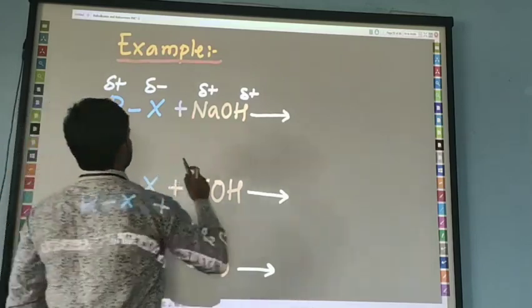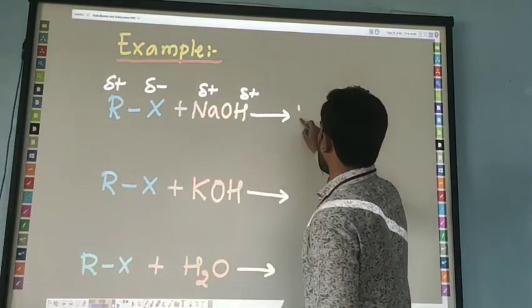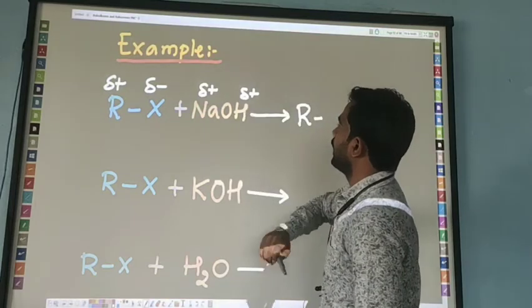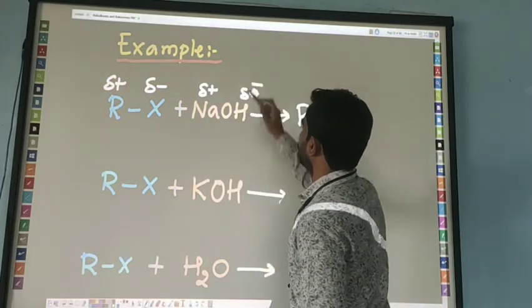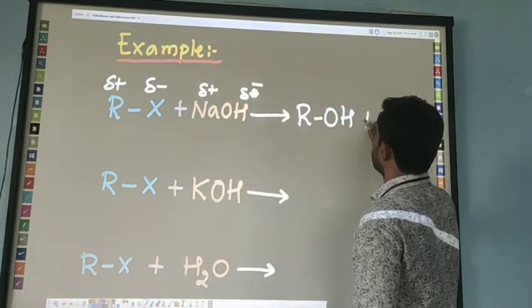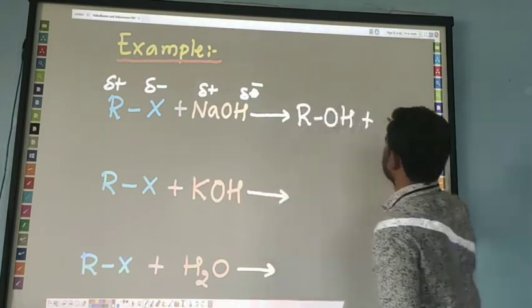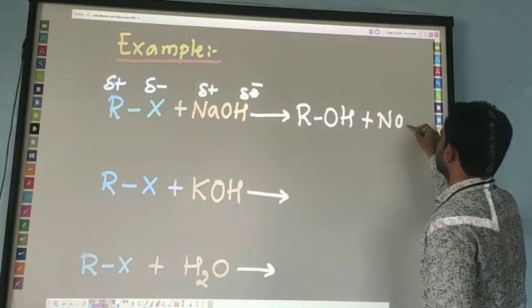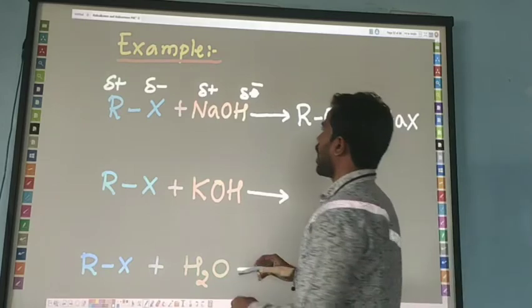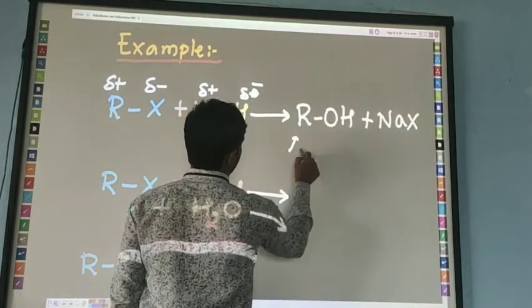Let's see the reaction. What will happen here? The R group is going to bond with the negative part. This one is the negative part. That's going to happen: ROH plus NaX. NaX means a salt is going to be formed. What is ROH? ROH means an alcohol.